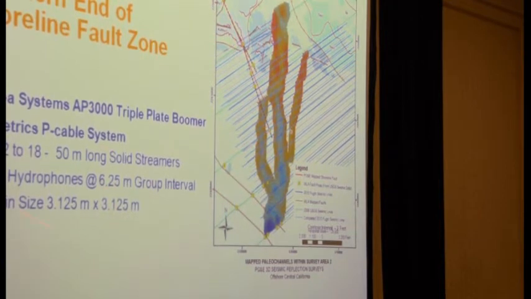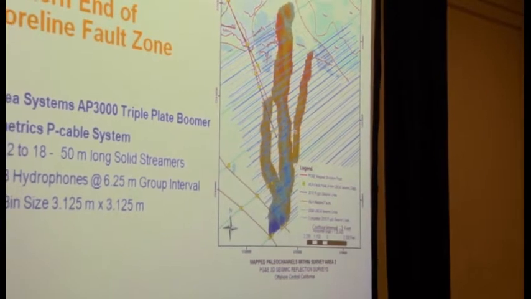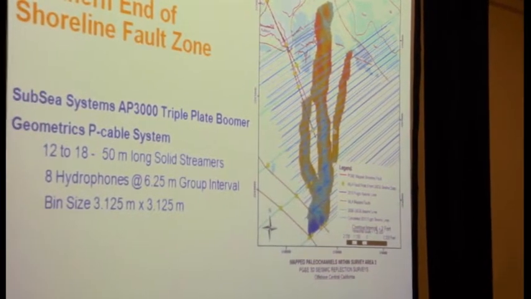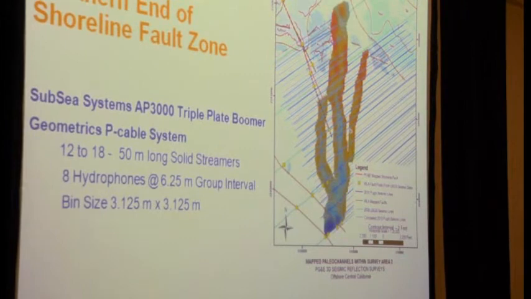And the text over here on the left is just a description of the kit that we're going to be using on the boat. Last year we used 4 streamers. This year we're looking at running what's called a P-cable system, which is 12 to 18 50-meter long streamers to, again, get high-resolution 3D coverage of the area.